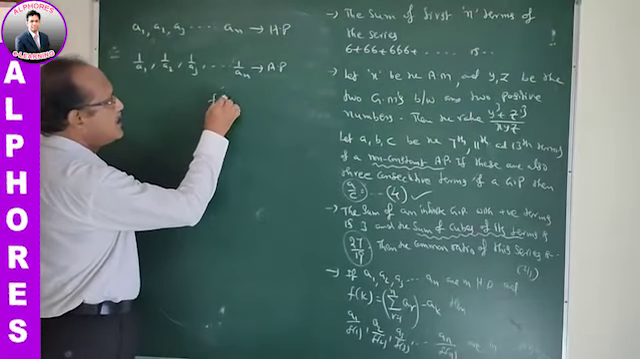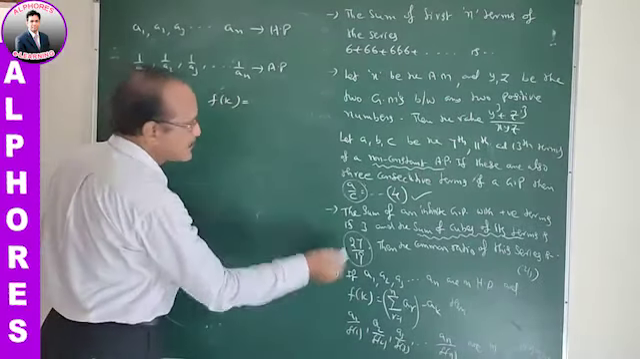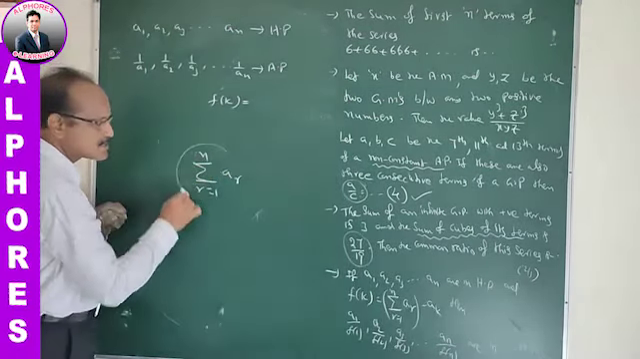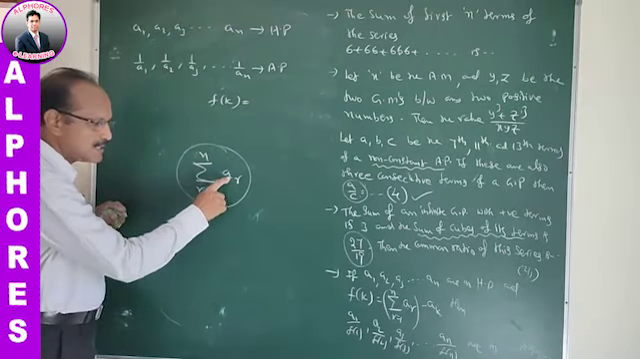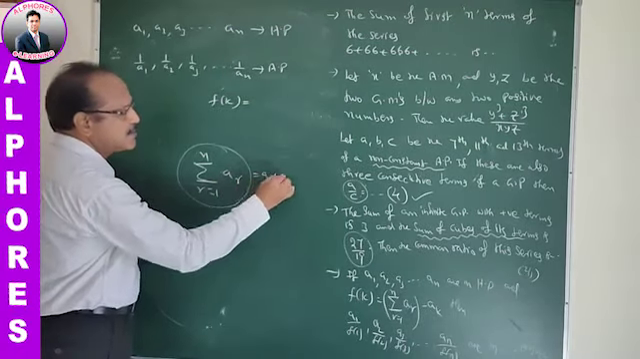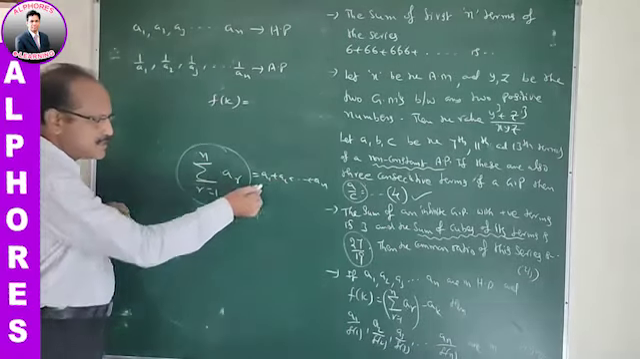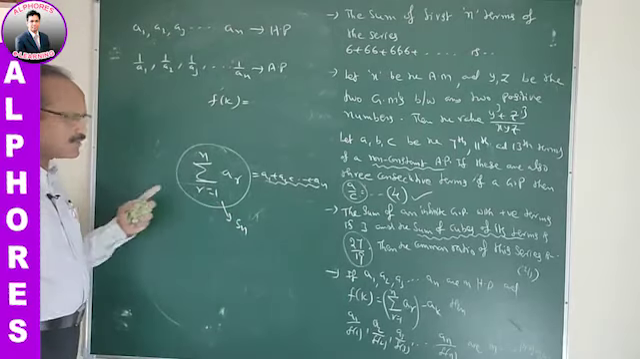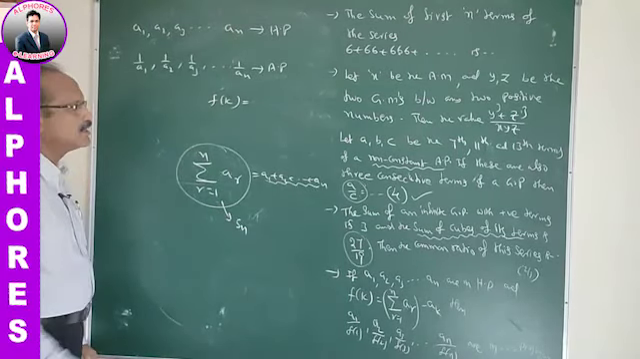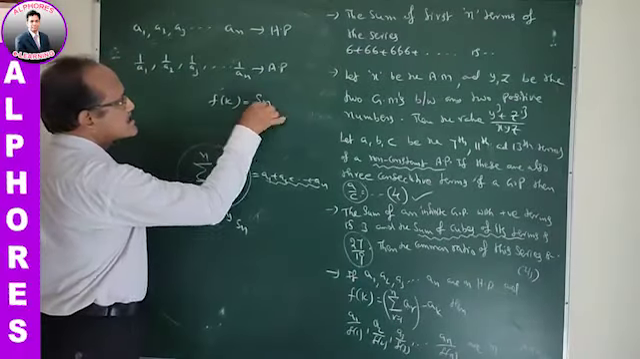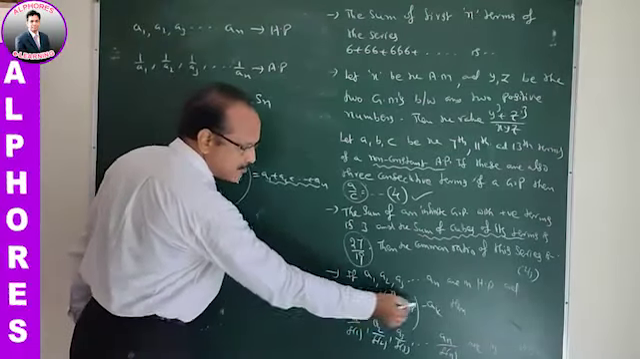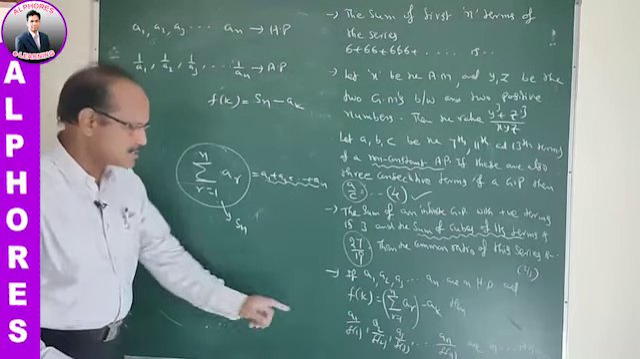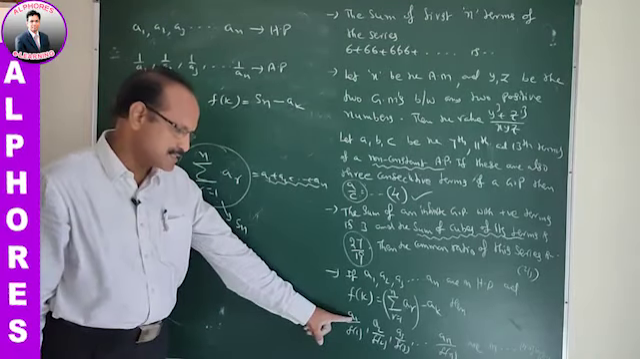Since f of k is given as sigma a r, r equal to 1 to n, this denotes the sum of the terms. If you expand the sigma, you will get a1 plus a2 plus so on an. It is the sum to n terms. So f of k is equal to S of n minus ak.